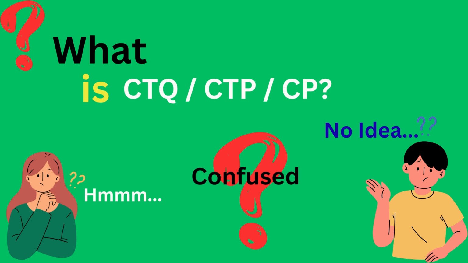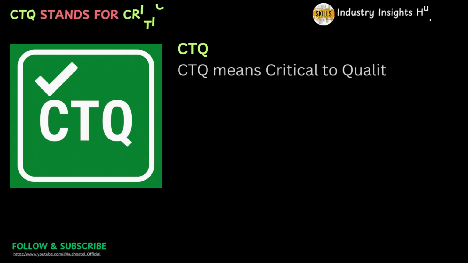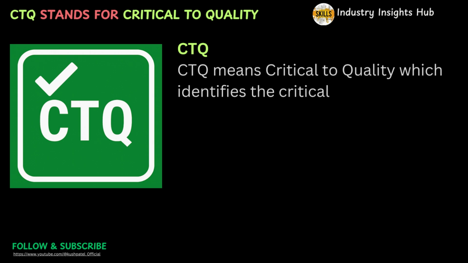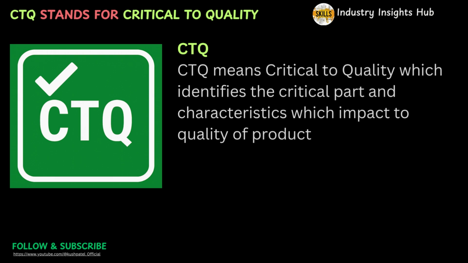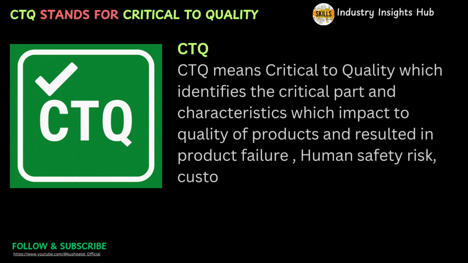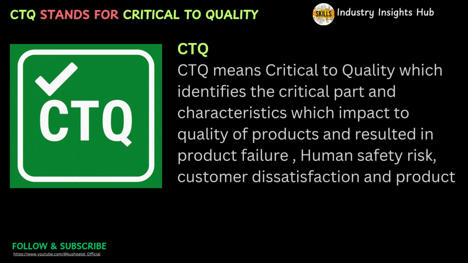Hello guys, are you confused between CTQ, CTP and CP? Do you know what is CTQ? Let's first understand about CTQ. CTQ means critical to quality, which identifies the critical parts and characteristics that impact the quality of products and result in product failure, human safety risk, customer dissatisfaction and product reliability issues.